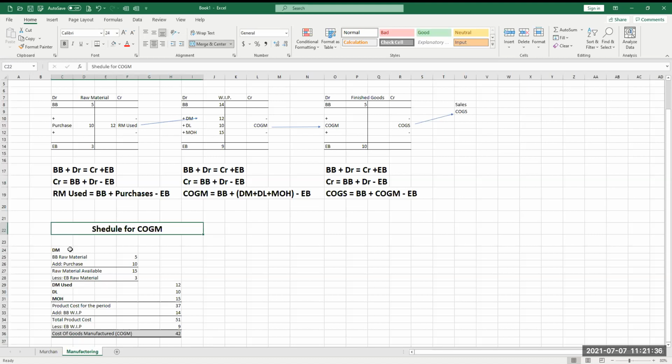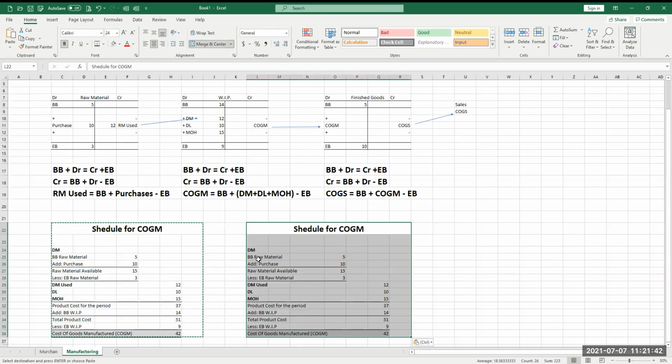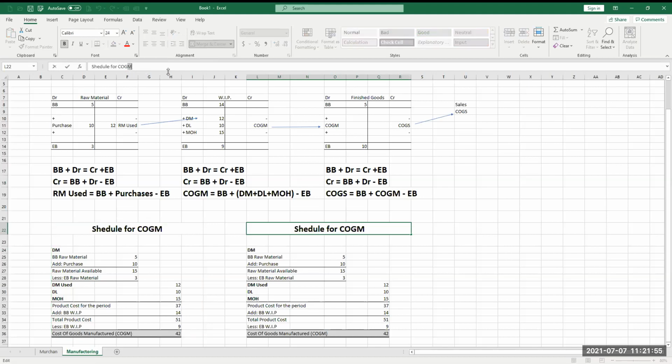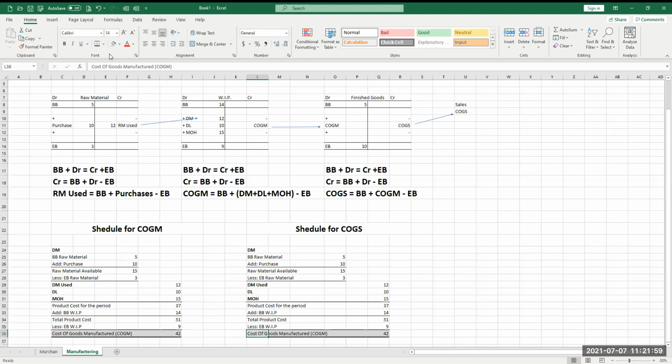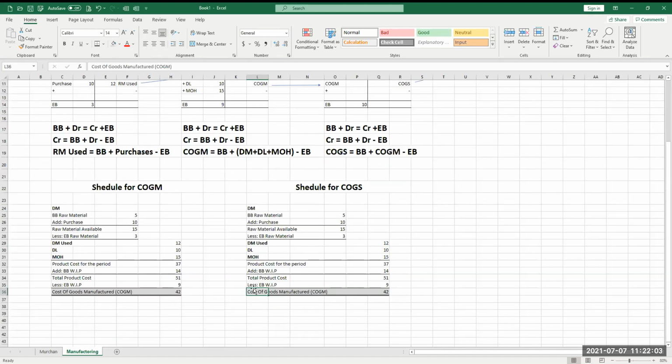Now, if I want to do the schedule of the cost of goods sold, what do I have to do? You need the beginning balance for the finished goods. Exactly. Let's do that. Let's first remove this.